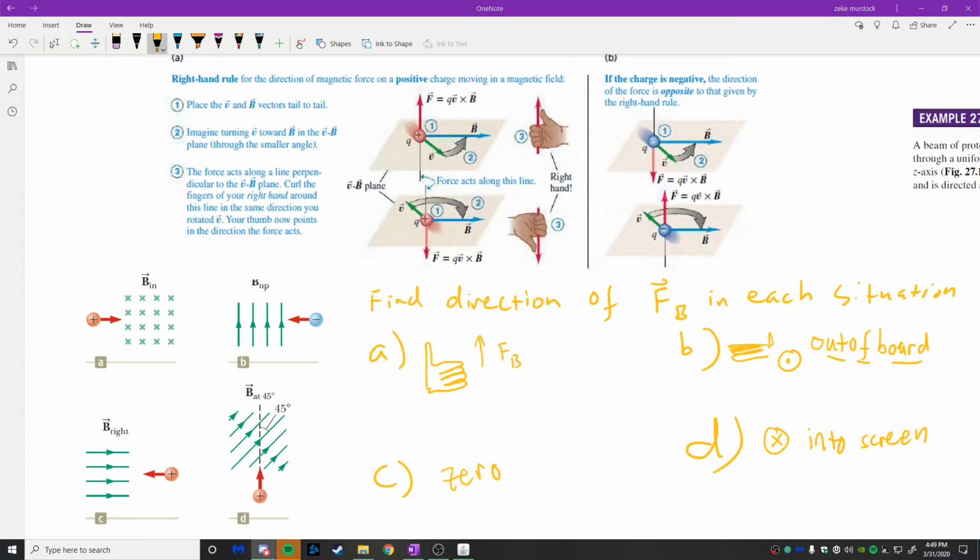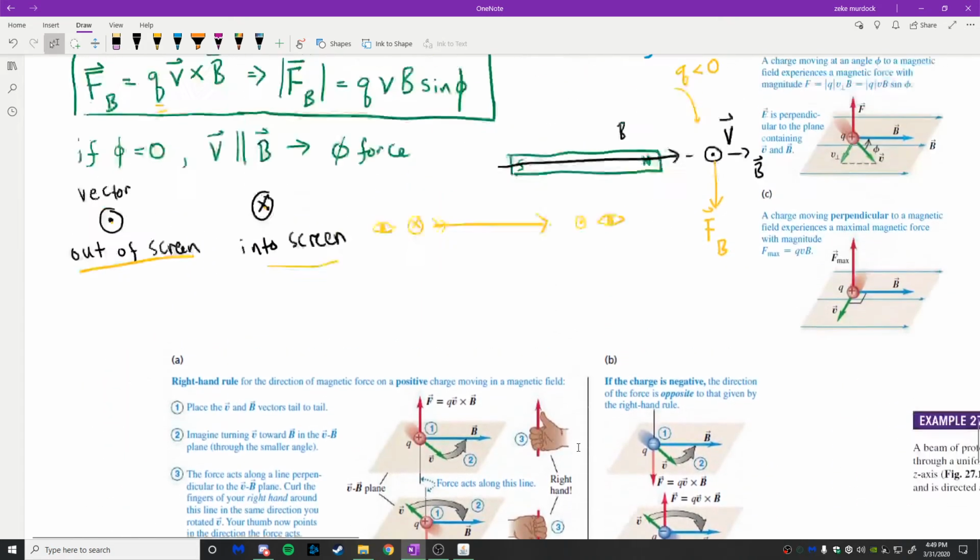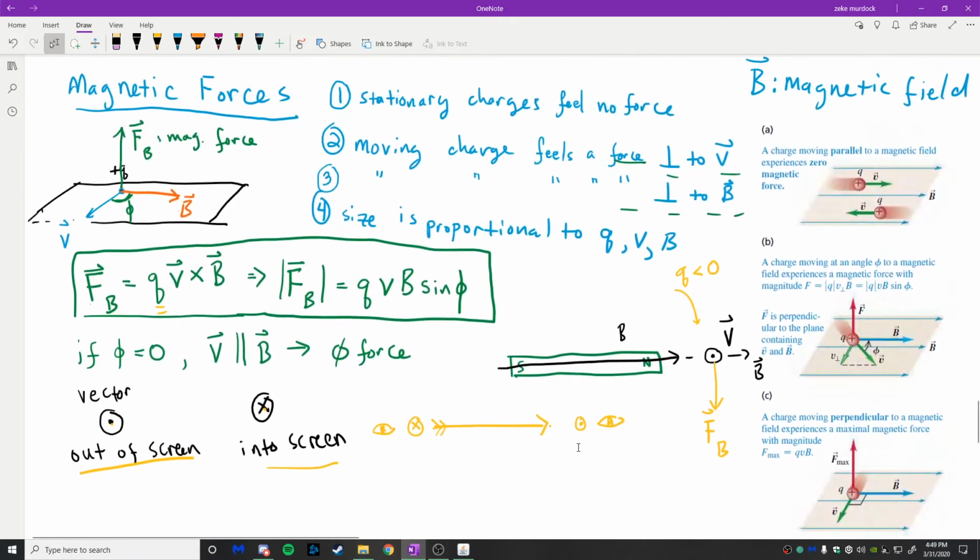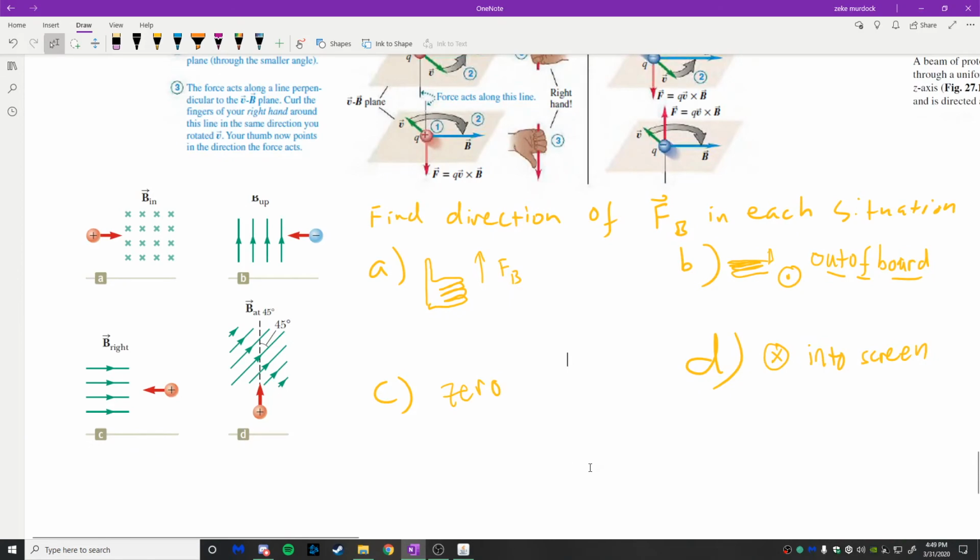Does anyone have any questions about any of those? If you weren't able to get it, that's okay. I mean, I didn't give you much time, and perhaps the way in which I'm presenting this isn't making it super obvious for you, but let me know. Do you guys have any questions? No? Okay. So, that's magnetic force from a conceptual perspective.